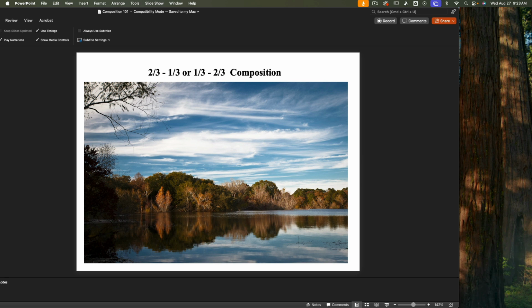Next one is 2/3, 1/3. Okay? For landscape photography, this is going to be your bread and butter. 2/3, 1/3, or 1/3, 2/3. You can switch it around. Basically, what this one is when you have either the sky or the ground equal to about 1/3 or 2/3 of the photo.